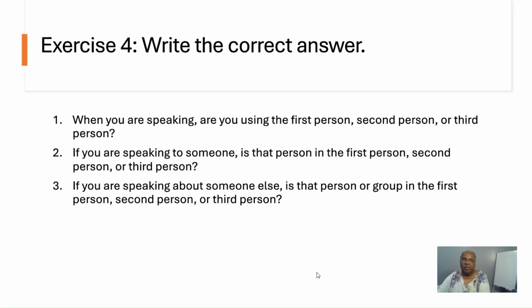Exercise 4. Write the correct answer. Number 1. When you are speaking, are you using the first person, second person, or third person? Number 2. If you are speaking to someone, is that person in the first person, second person, or third person?